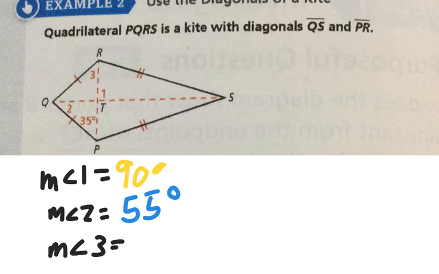So what he's saying is, if he folded it over QS, that's a line of symmetry. So if angle 2 had to be 55, then that means angle RQT is also 55. That's one way you could do it. Anybody think of it a different way? Because that's not the way I thought of, but that works.